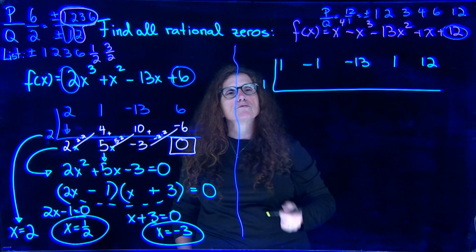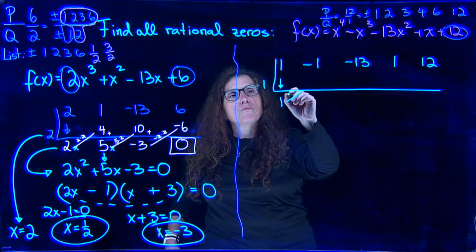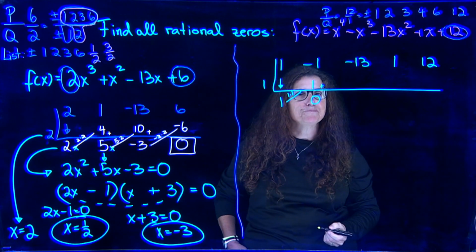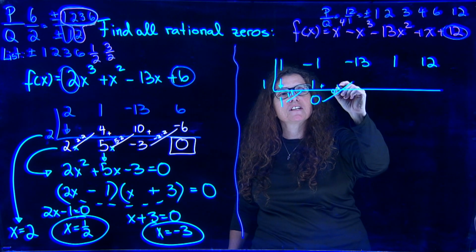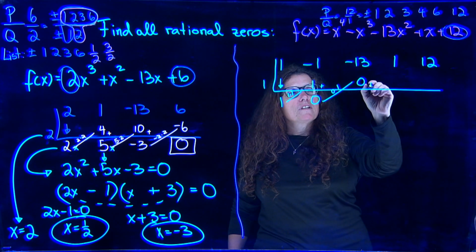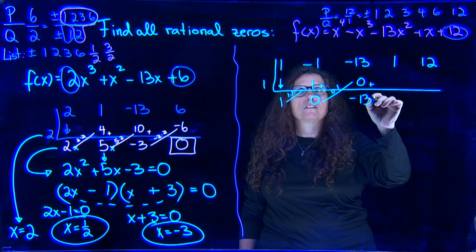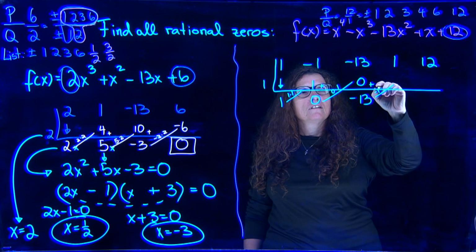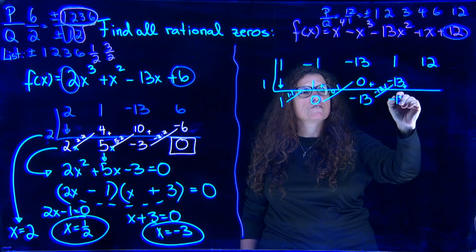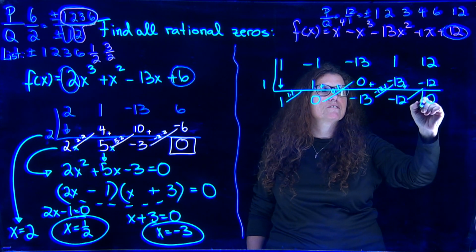So let's see if 1 works. We bring down the first coefficient, which is a 1. 1 times 1 is a positive 1, plus a negative 1 is a 0. 0 times 1, you see how the multiplication is pretty simple. That is 0 plus a negative 13 is a negative 13. Negative 13 times 1 is still negative 13 plus 1, negative 12. Negative 12 times 1 is a negative 12. Oh, look at this, beautiful.